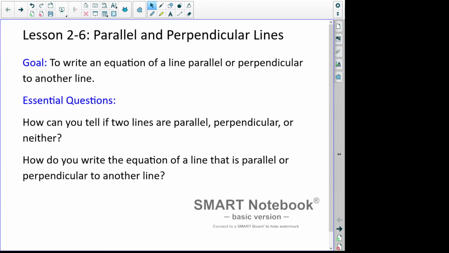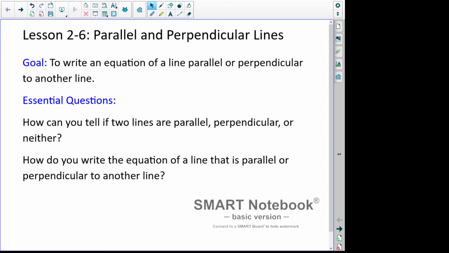Hi everyone. Today we're going to be talking about parallel and perpendicular lines. So this is lesson 2-6 for Algebra 1. Our goal today is to be able to write an equation of a line that is parallel or perpendicular to some other line. So we need to understand what it means to be parallel and perpendicular and how that helps us find the equation of a line.